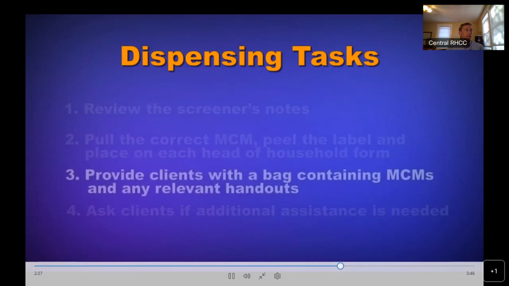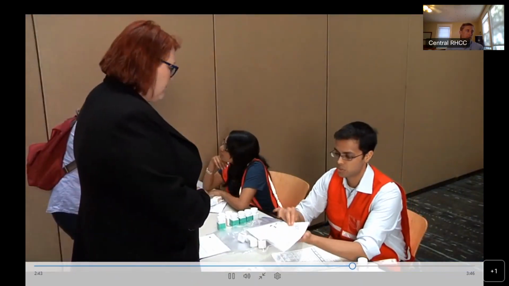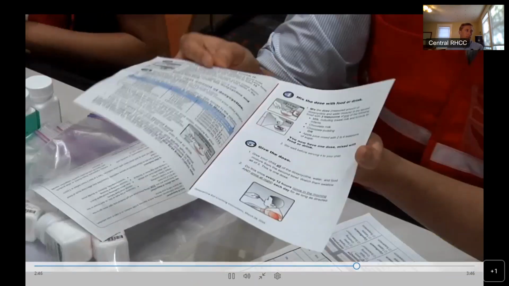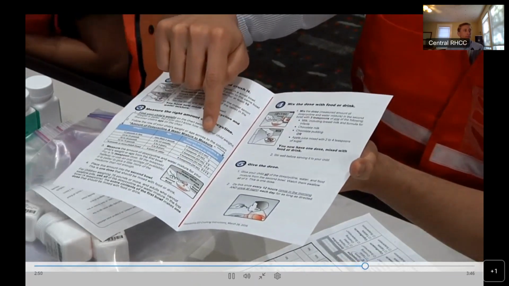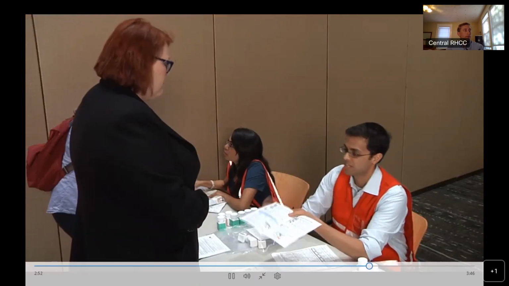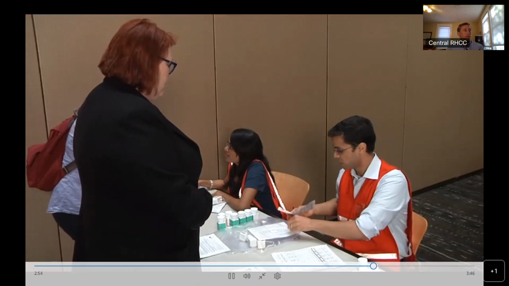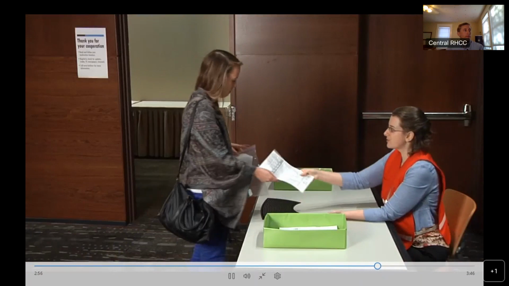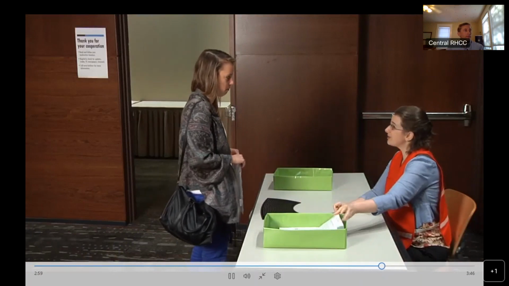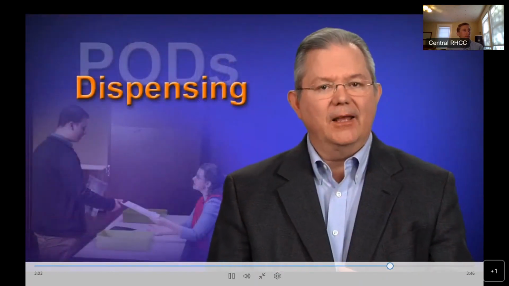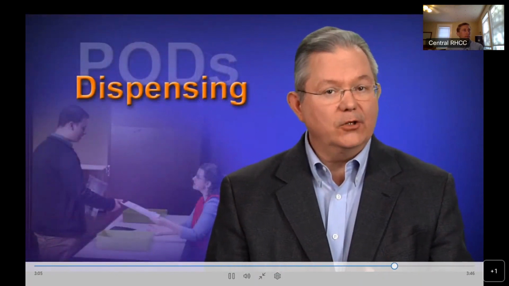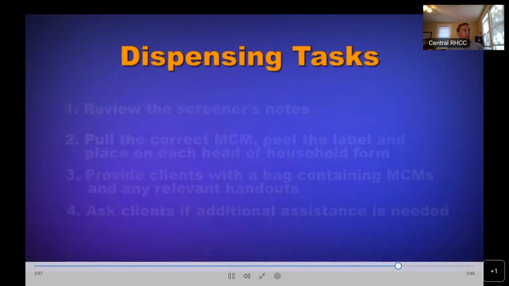Task 3. Provide a bag with all of the client's medication and any relevant information handouts such as pill crushing instructions, medication fact sheets and adherence instructions, or websites that clients may use to obtain additional information. Depending on the requirements of your state, you may be asked to collect client forms at the dispensing station and place them in a specified bin. Verify the form collection procedure with your pod supervisor or manager.